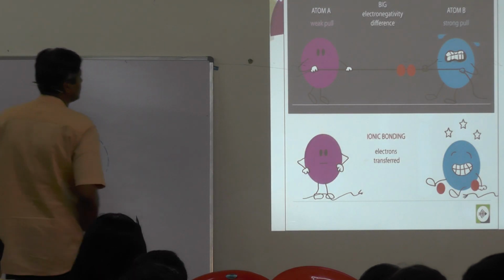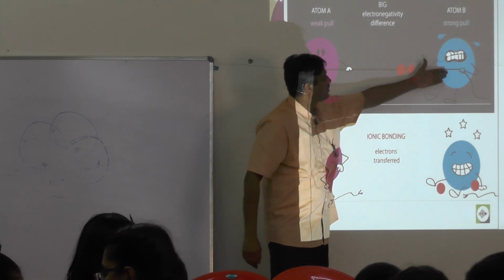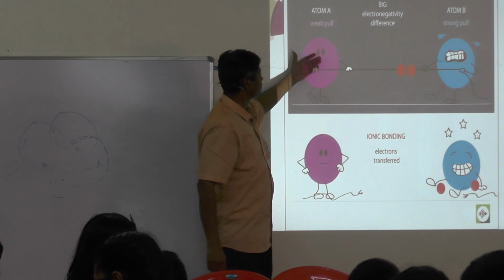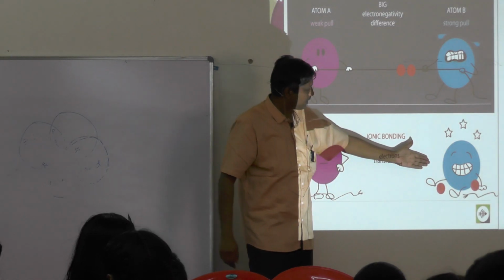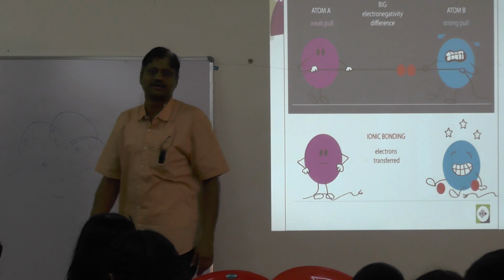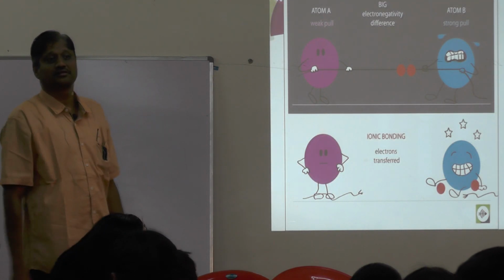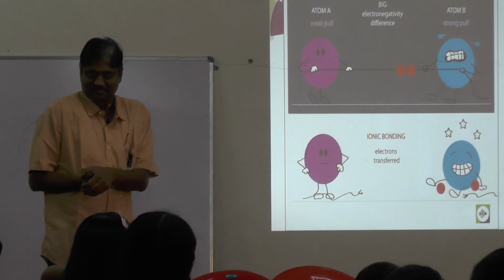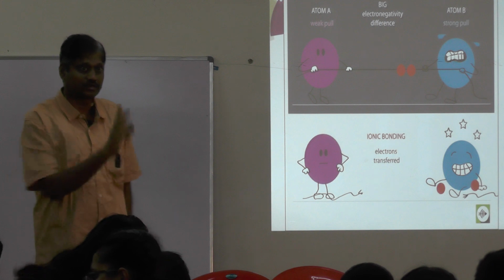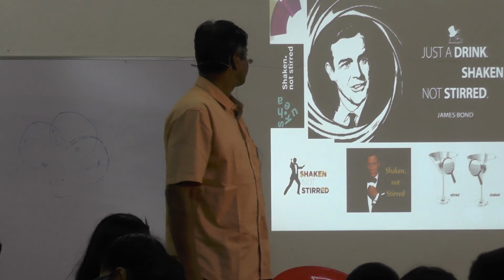So you see, due to electronegativity difference, this fellow attracts more. This fellow is unable to attract, weak pull. But this fellow has plucked out, he has taken the electron. There it is shared, but he is keeping it nearby him. That you have to understand, tactically you have to understand.